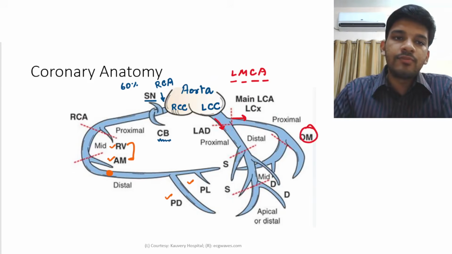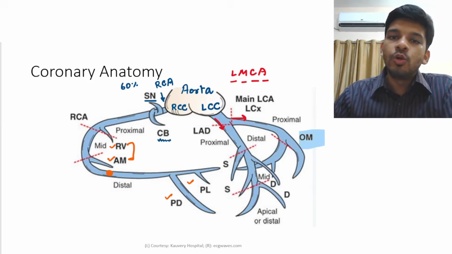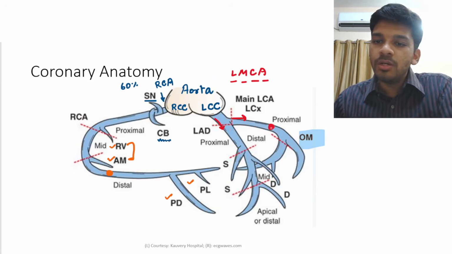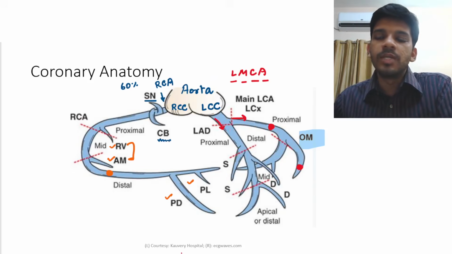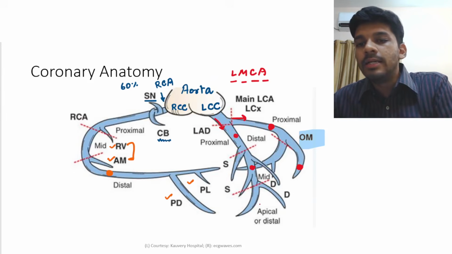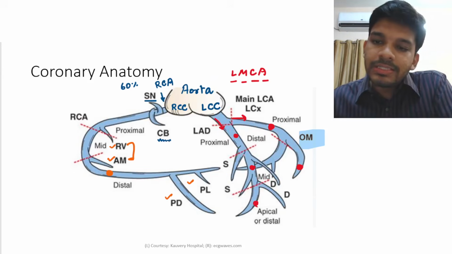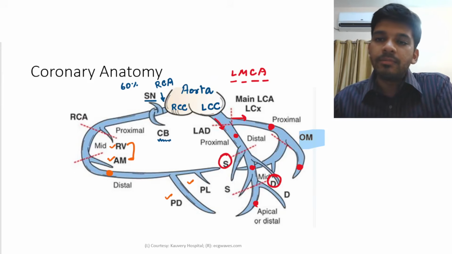So the LCX gives off an obtuse marginal branch which supplies the lateral wall. So you can have an occlusion that is proximal to the obtuse marginal or an occlusion that is in the obtuse marginal. Those are the possibilities for the left circumflex. Whereas the clinically relevant possibilities for the left anterior descending are many. You can have a proximal occlusion, a mid occlusion, a distal occlusion. The definition of distal and proximal is with regards to the septal branches and the diagonal branches. We shall be discussing this in more detail when we talk about the LAD individually.